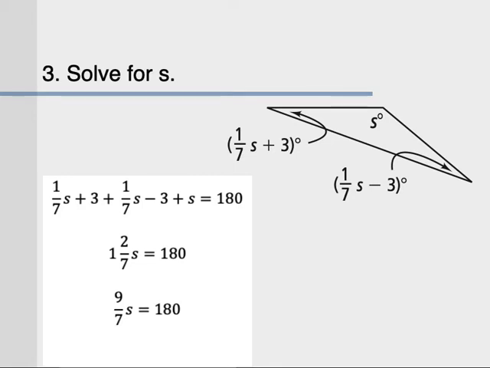Now, when you have a fraction coefficient, the easiest way to cancel it out is to multiply by the reciprocal. What is the reciprocal of 9 over 7? If you multiply both sides by that reciprocal, it cancels out the original coefficient. And when you do 180 times 7 over 9, you get s equals 140.